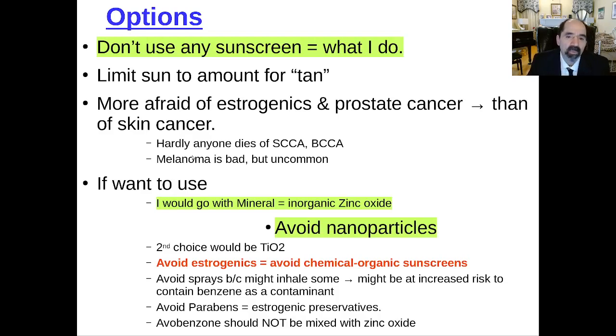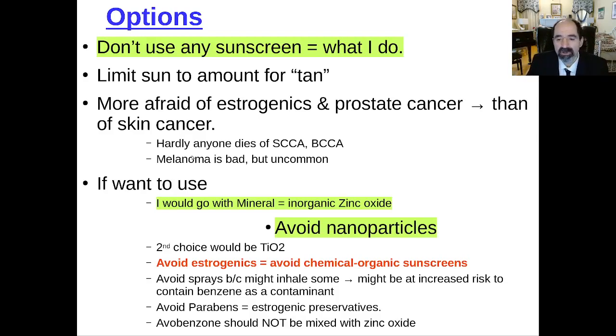But I realize some people really want to go out in the sun and spend a lot of time out there. Maybe they have to for their job or for a social reason. So what should you do if you have to be out in the sun for prolonged amounts of time? I would recommend getting a mineral sunscreen with inorganic zinc oxide and with no nanoparticles. So I would use the thick, creamy, messy one.